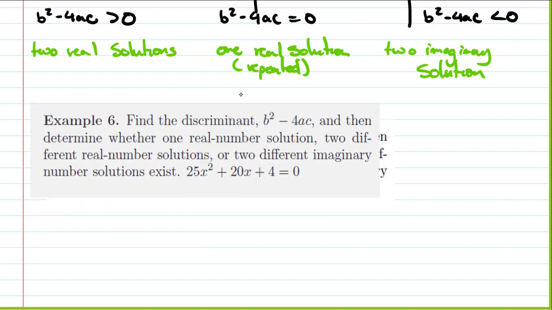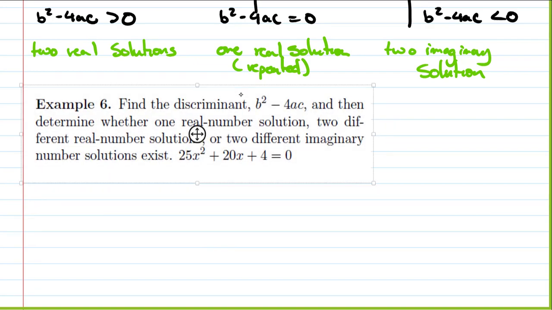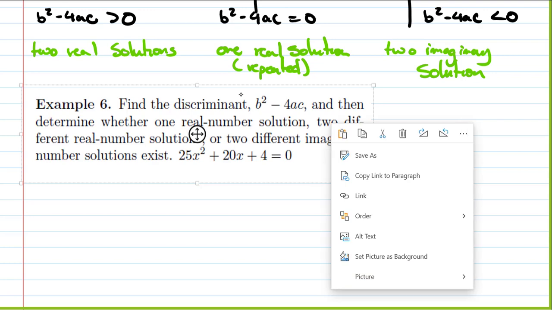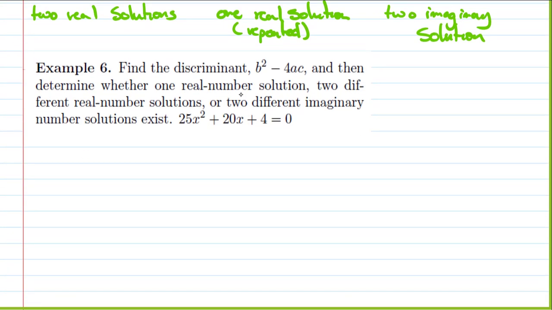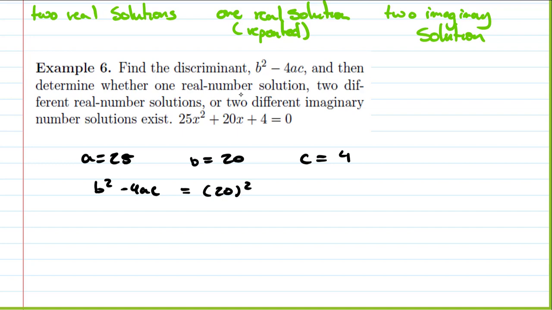So we want to find the discriminant and then determine whether it has one real solution, 2 different real number solutions, or 2 different imaginary solutions. So this works very similar to what we did with the quadratic formula. So we have A is 25, B is 20, and C is 4. And we calculate B squared minus 4AC, which is going to be 20 squared minus 4 times 25 times 4.